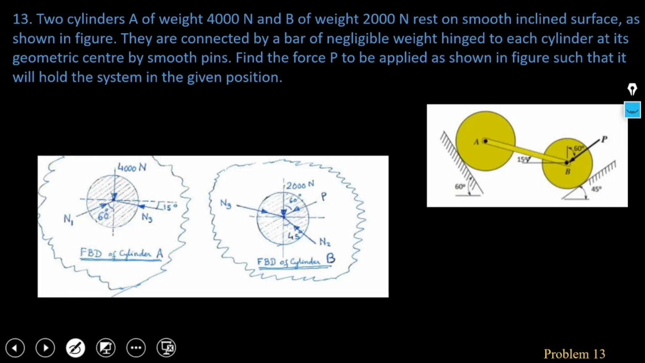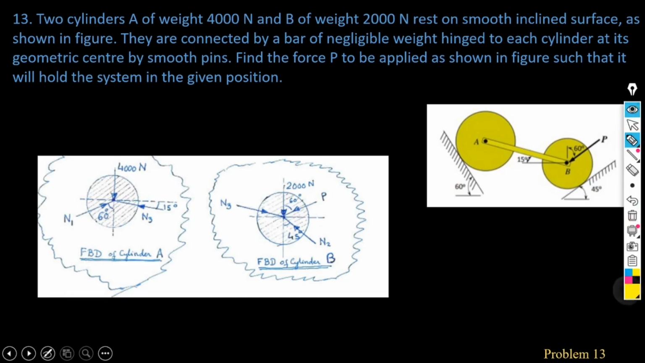Let's take the next problem. We have two cylinders of given weight connected by a bar of negligible weight, and we need to find the force to be applied as shown in the figure such that it will hold the system in the given position. We cannot expect this kind of problems in the GATE examination. Still, you can have a look here.